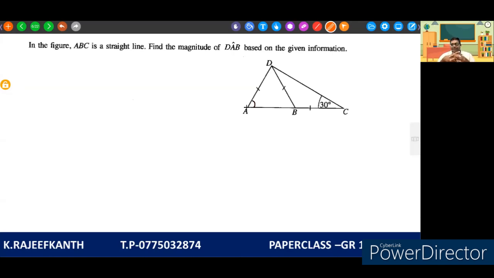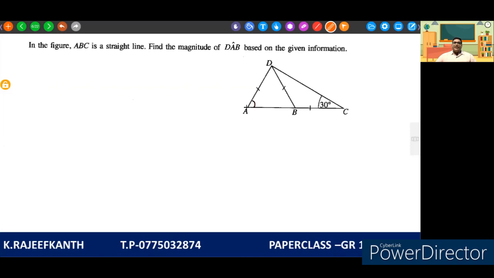Right? We know in an isosceles triangle, two sides are equal. Opposite angles of equal sides are equal. So by using that, you can find the answer. Finished?